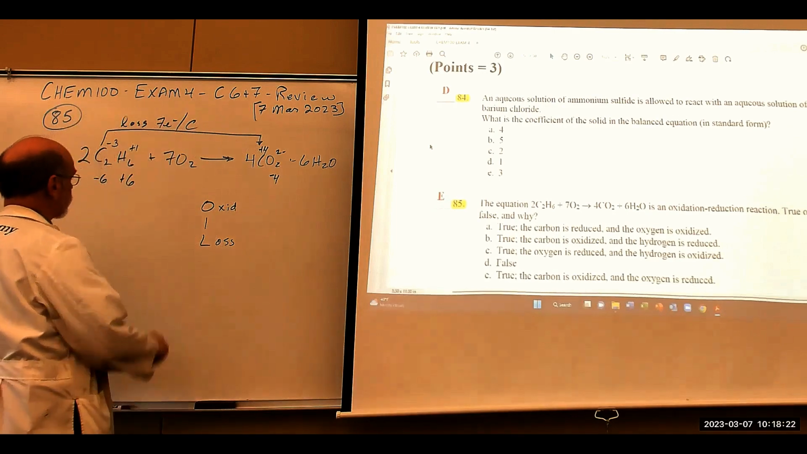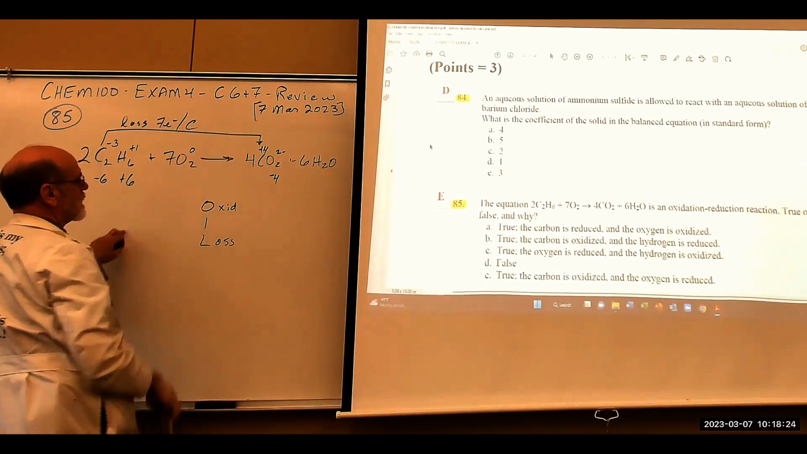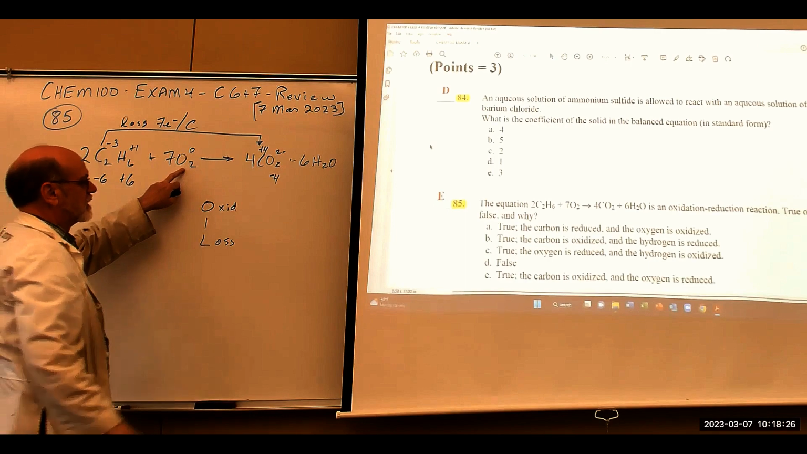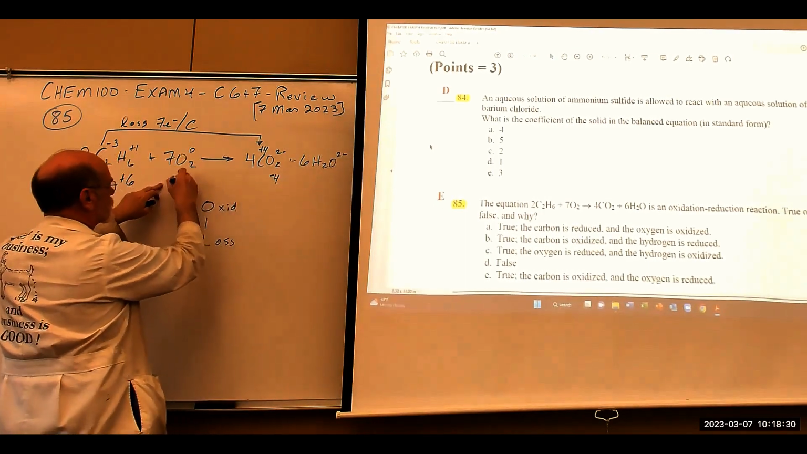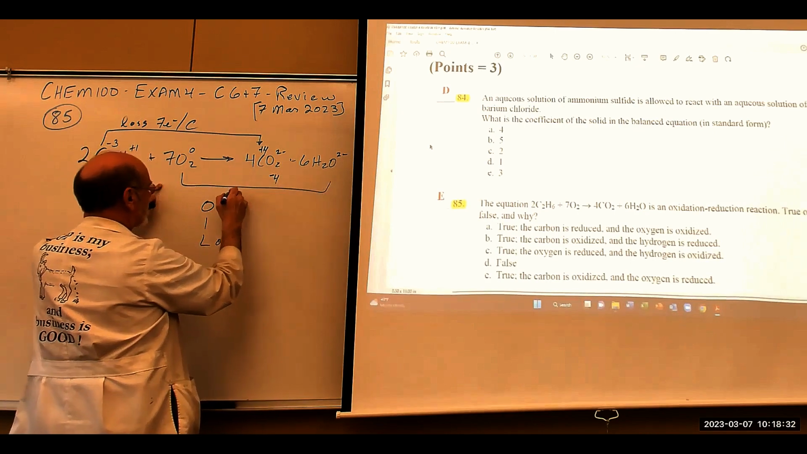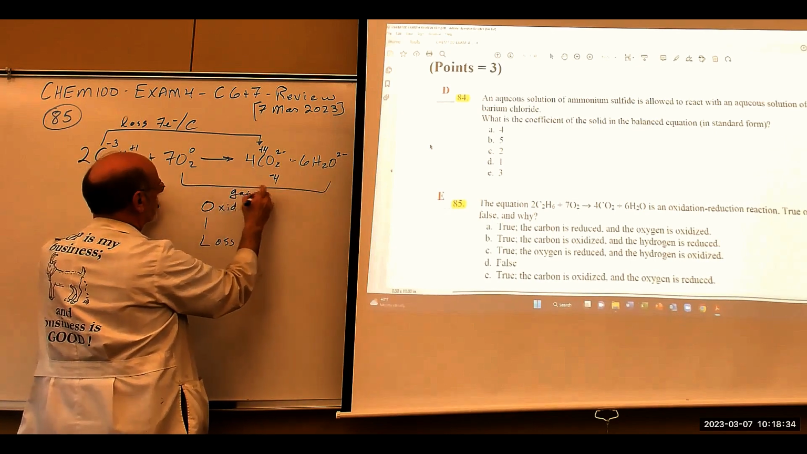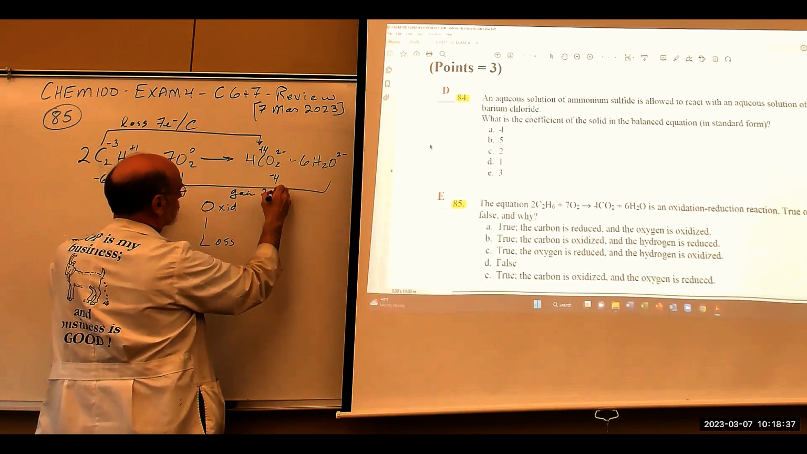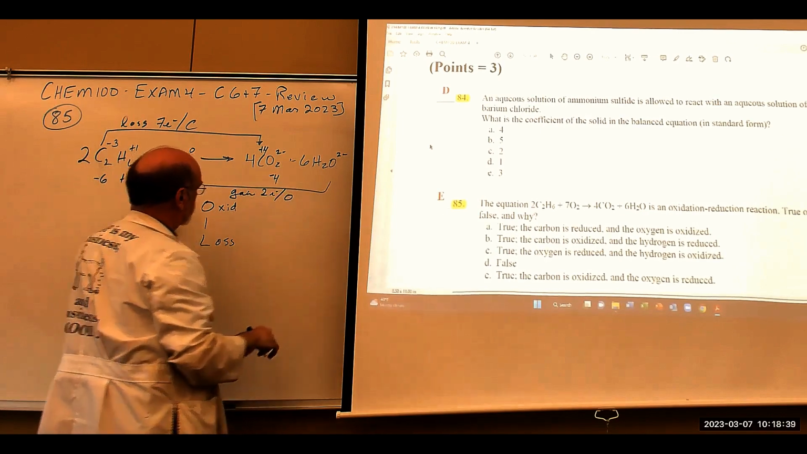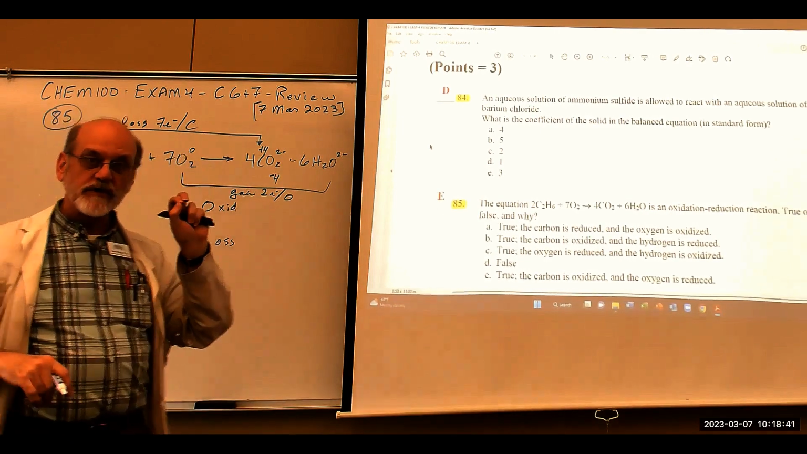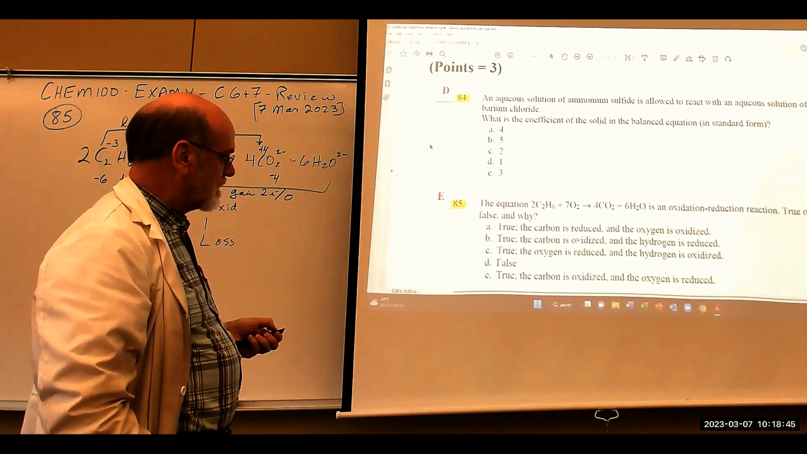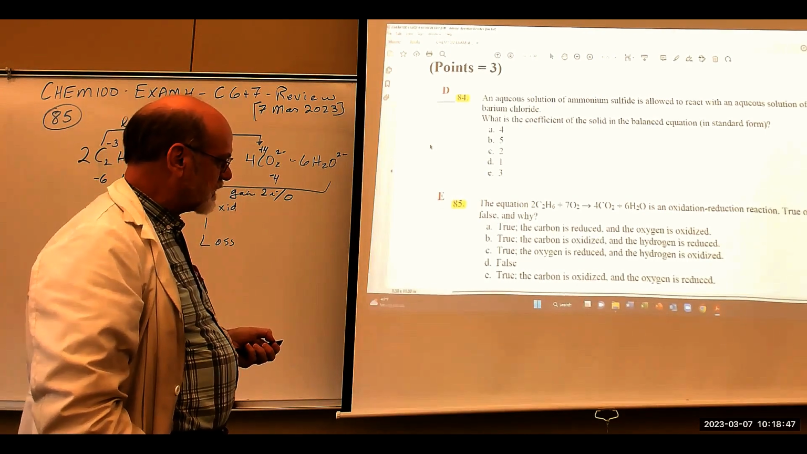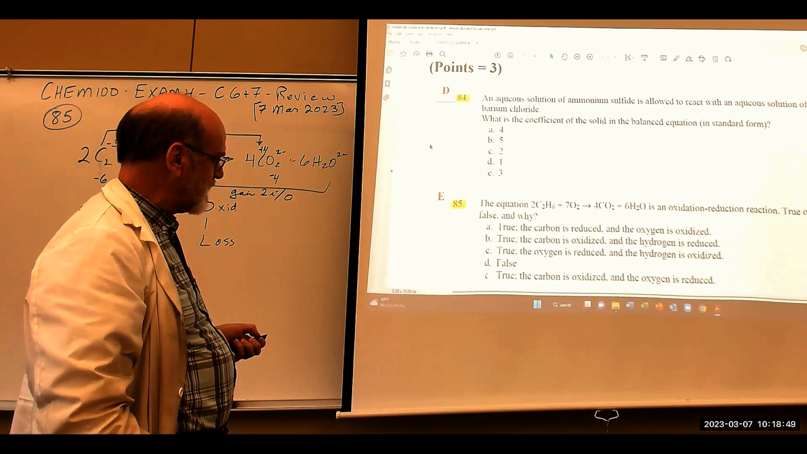Let's see. Oxygen is a zero oxidation state, and it goes to a -2 here and a -2 here. So oxygen gained 2 electrons per oxygen. Oxygen was reduced. So if carbon is oxidized and oxygen is reduced, the answer has to be E.